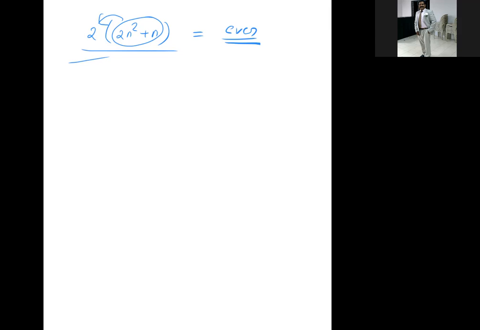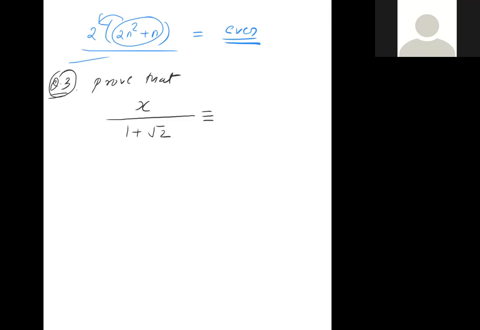Question number 3. Prove that x divided by 1 plus root 2 is equivalent to x root 2 minus x. We just need to multiply that whole thing with 1 minus root 2.